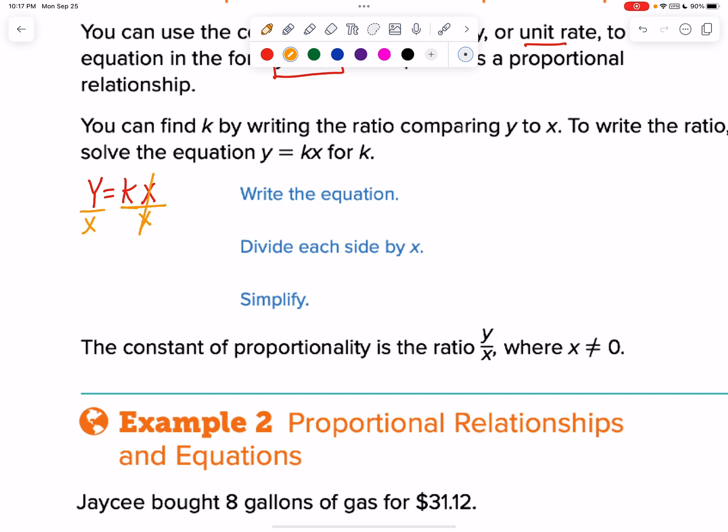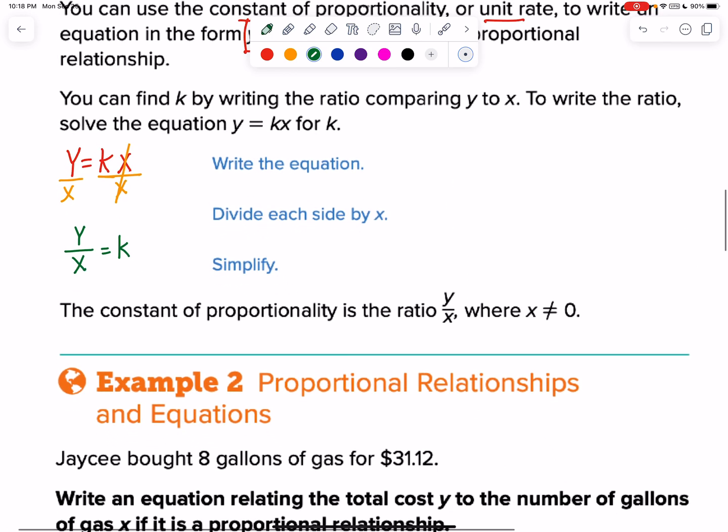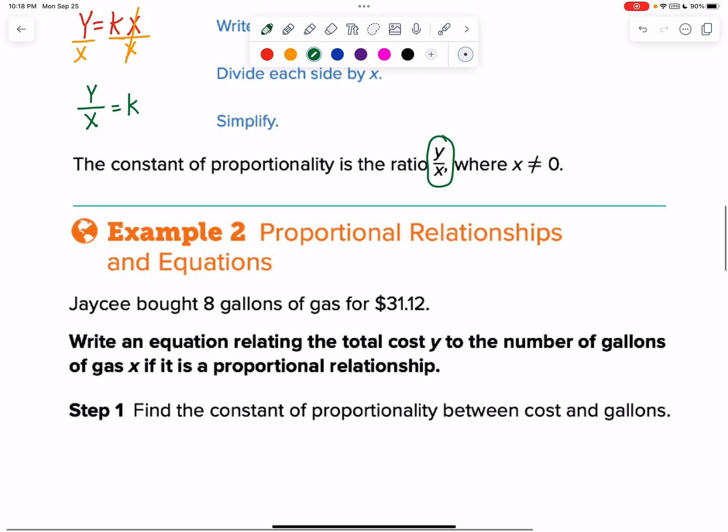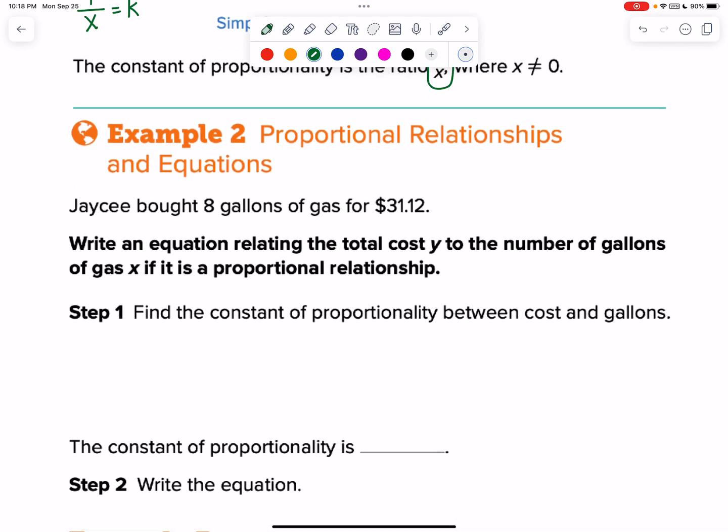So that cancels that out, and what you see left over is that y over x equals the constant of proportionality. And so that's where we get that original y over x that we were using in our other lesson as well. So the constant of proportionality is the ratio y over x, but notice x can never be 0.